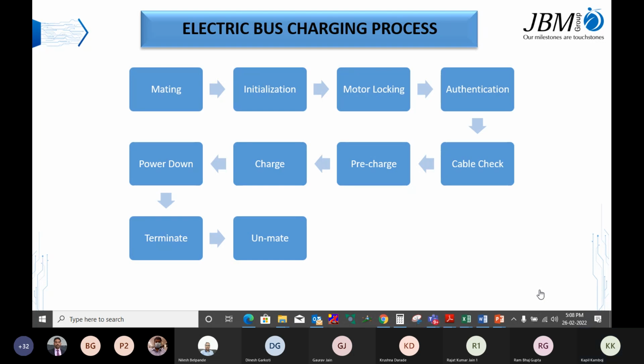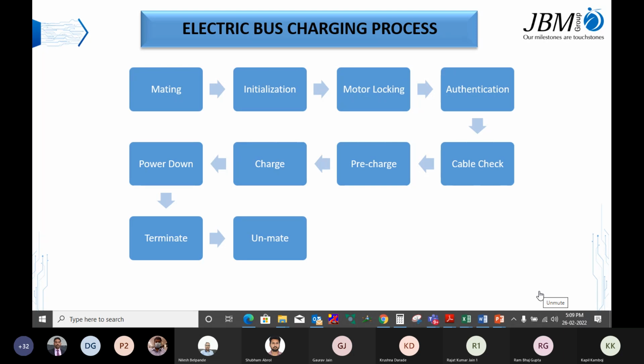Good afternoon, everyone. Let me talk about the electric bus charging process. First of all, when the vehicle has to be charged, our bus has to be HV on. We have a charge enable switch in our vehicle. When we press that charge enable switch, the vehicle is HV on, and after that all the charging process will start.